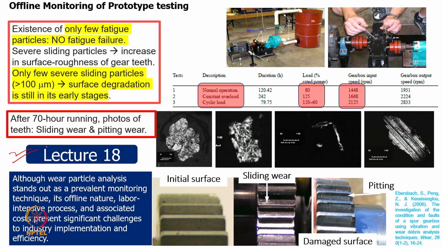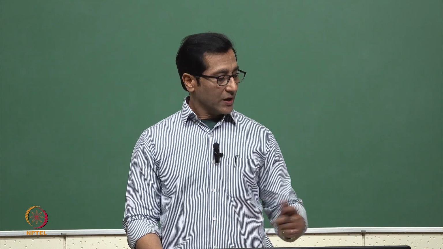Then we covered something in lecture 18, particularly offline monitoring of prototype testing. We showed the gears operated in normal operation, constant overload, and cyclic load, for different numbers of hours. The gear was designed and then loaded at 80% of the load, 125% which means overload, and 160% of the load. They found some wear debris in this. If we analyze the wear debris, that's again offline. Wear debris analysis can tell us what kind of failure mechanism is happening.